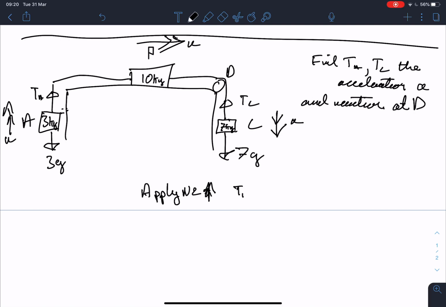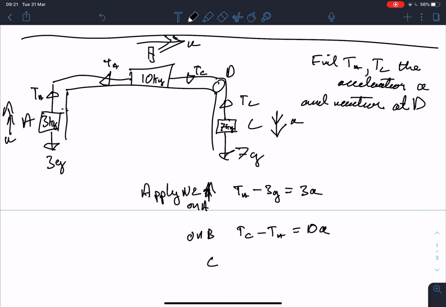We're going to apply, well, let's put the rest of the forces on. So first of all, we've got 7G acting down there, and we've got 3G acting down there, and the acceleration here is going to be up, the acceleration across the top, and the acceleration down the side. So you're going to apply N2 in the direction of the acceleration, which we've got to keep positive all the way around. So we're going to go up here. So we've got TA minus 3G equals 3A, the mass times its acceleration.